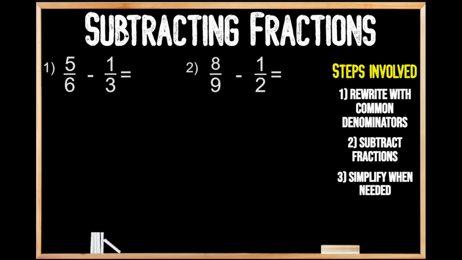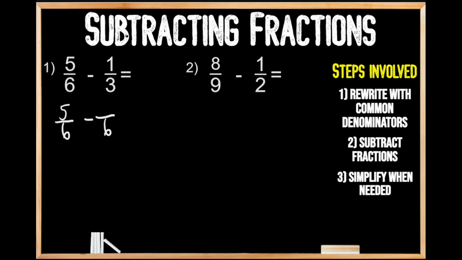Luckily for us in this case, 6 just happens to be a multiple of 3, so we're going to rewrite these fractions down below with a common denominator of 6. And now for our numerators, for our first fraction, we don't have to do anything to the numerator up top because it was already written in 6ths. So we're just going to write our 5 up top for the fraction of 5/6.